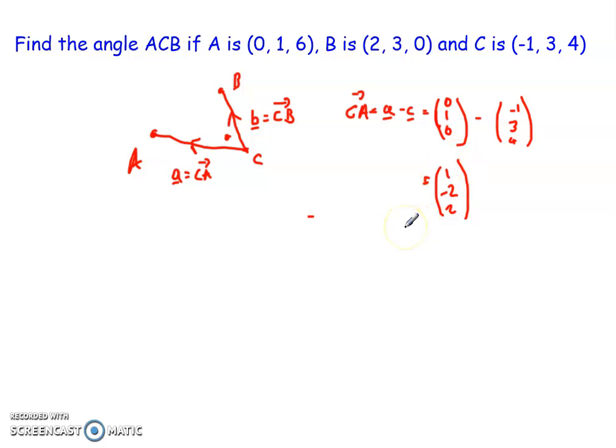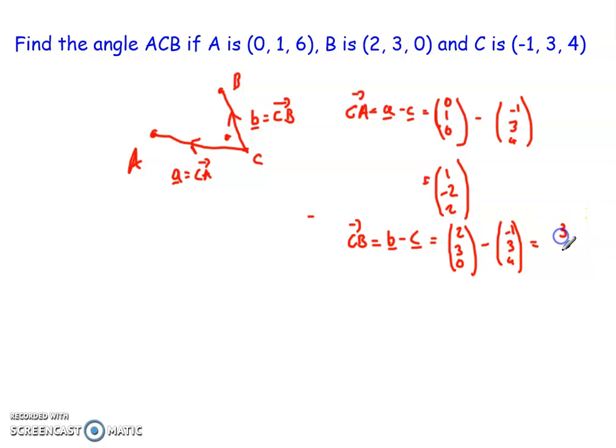I then have to do the same and calculate my vector C to B. Well, that's the equivalent of my position vector B, take away my position vector for C, which in this case is going to be 2, 3, 0, take away the C, which is negative 1, 3, 4.